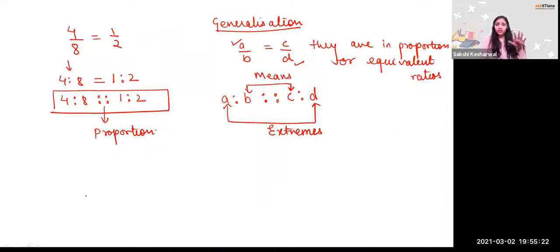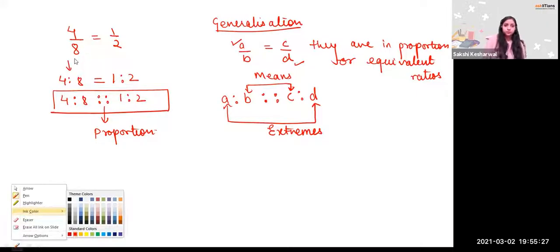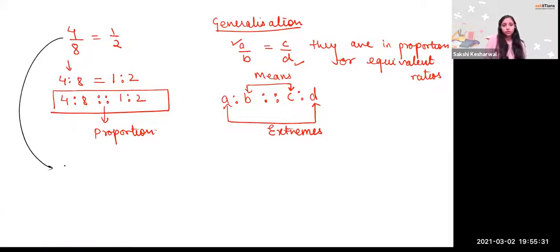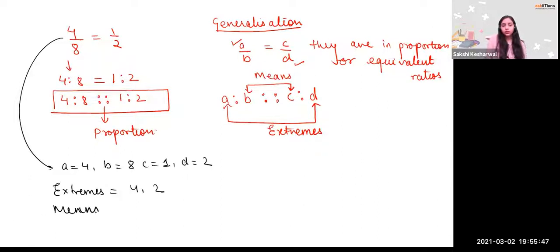Now see one thing very carefully. I just want to highlight this. If you want to do the comparison, what will be your A? On comparing, A will be 4, B is equal to 8, C is equal to 1, and D is equal to 2. What are your extremes over here? Your extremes are 4 and 2. And your means are 8 and 1, right?